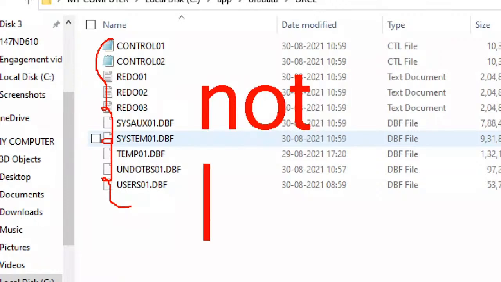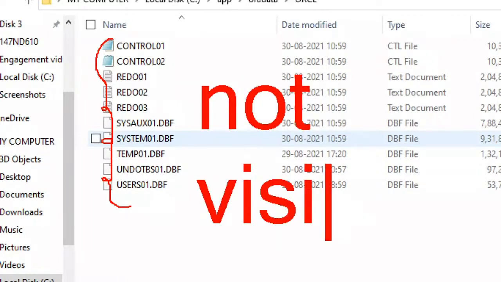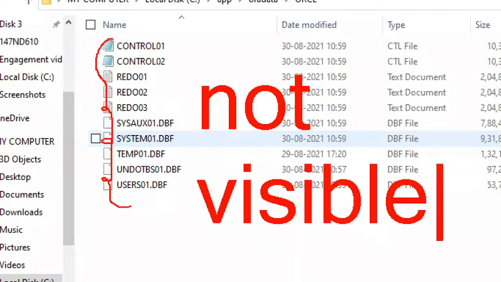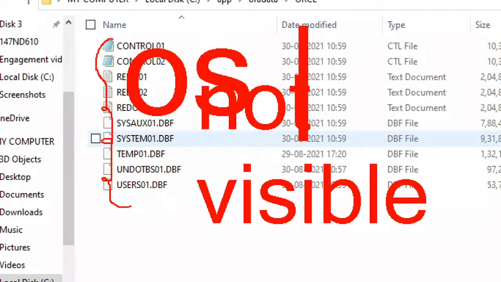This is not visible. That's why a structure which is not visible in operating system, OS, is called a logical structure. Very, very important. Tables are not visible in a C drive, D drive like that. Views are not visible in a C drive, D drive, E drive like this. Indexes, functions, procedures, not visible. That is visible in a database, I agree, but unfortunately that is not visible in operating system.